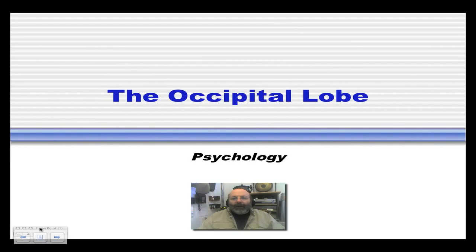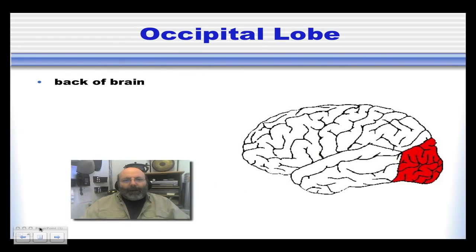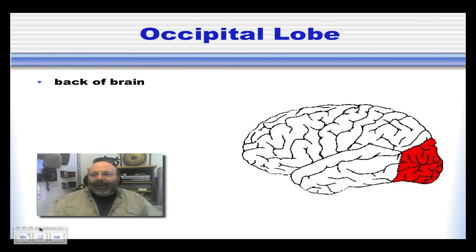All right, we're going to take a look at the occipital lobe here. Let's see what we got. Let's start off with where it's located. It's located in the back of your brain, so it's right behind your parietal lobe and just behind your temporal lobe. So it's located in the very back of your head back here. All right? So it's basically responsible for everything that we see and we perceive.